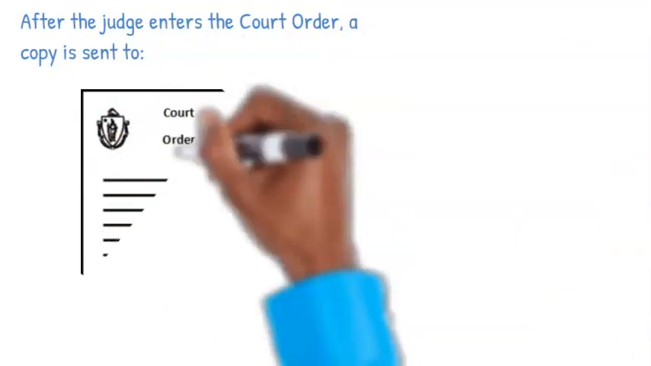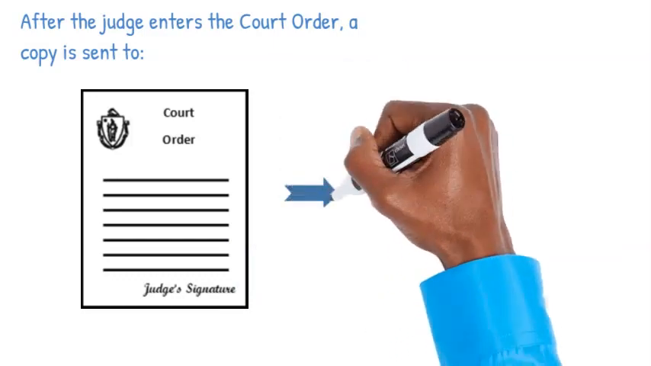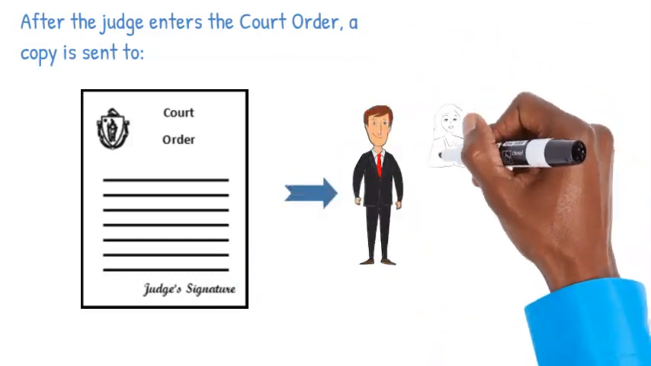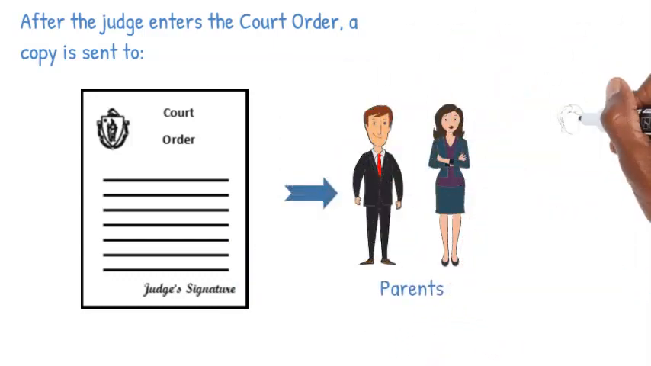After the court hearing, the judge will make a decision on your case. The judge's decision will be sent to both parents and to DOR by the court.